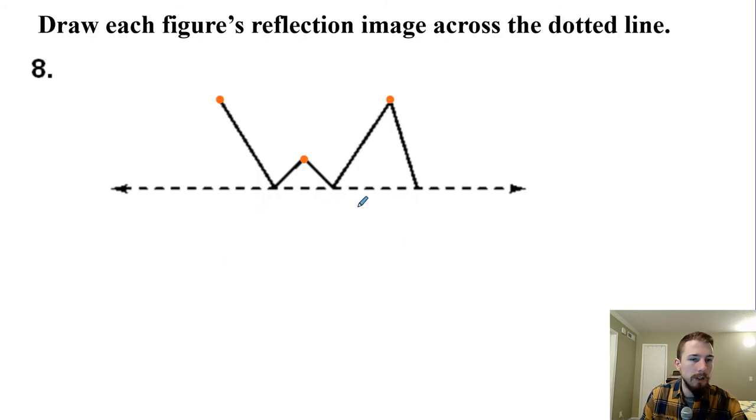All right, number 8, draw each figure's reflection image across the dotted line. I don't like how that's worded. So basically, just try to draw the reflection, so mirror whatever's going on up here, down there.